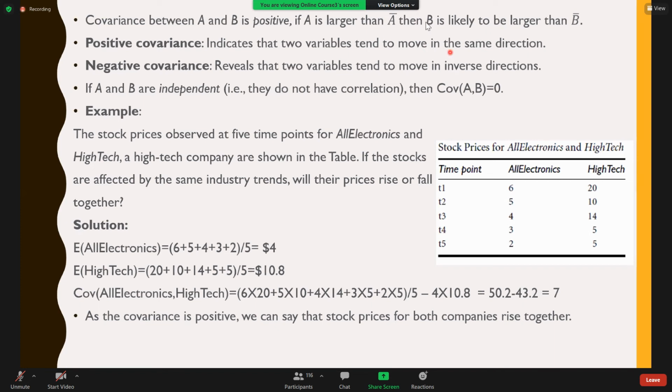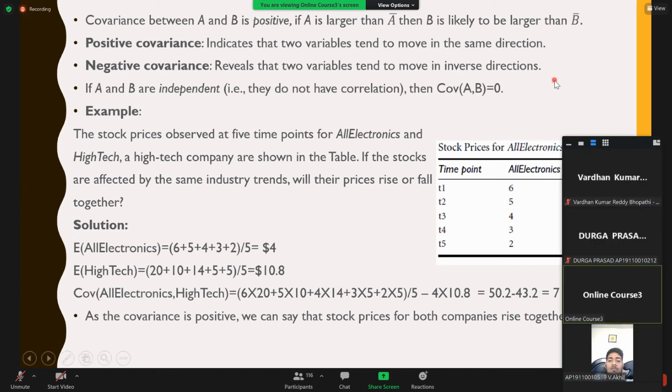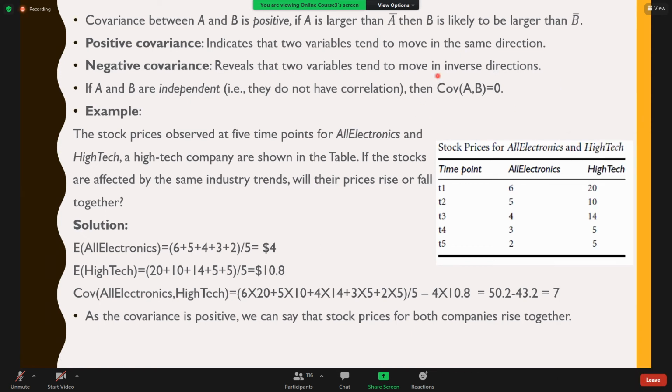Okay. So if A and B are independent, then covariance will be 0. If it is positive, then they are moving in the same direction, meaning an increase in one value will also increase the other value, and a decrease in one attribute will also lead to a decrease in the other attribute. If they are negative, then inverse direction: an increase in one attribute will lead to a decrease in the other attribute, and vice versa.